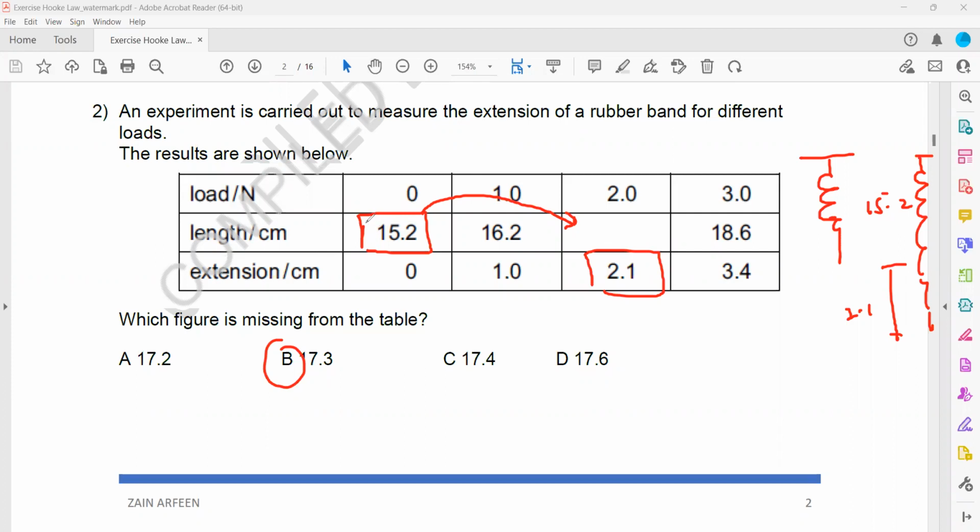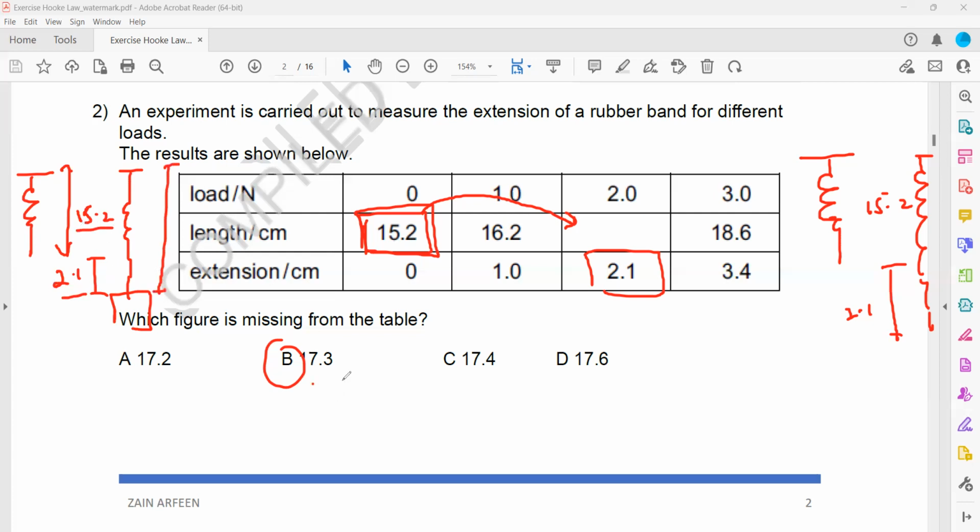Because the original length is 15.2. And when a load is added, the length increases by 2.1. So the question is, what is the total length? 15.2 plus 2.1 makes 17.3. That's why B is the right answer.